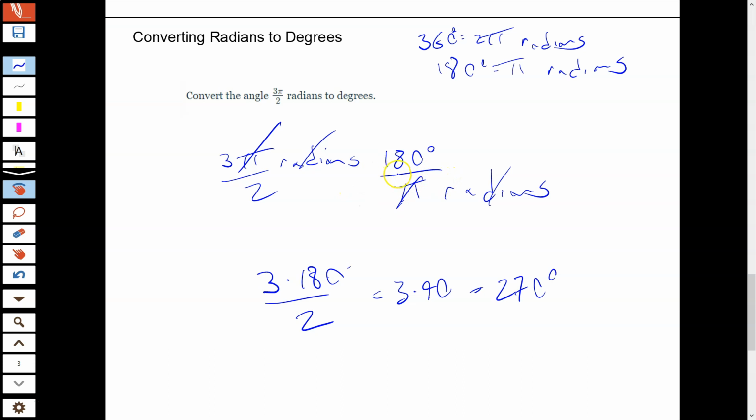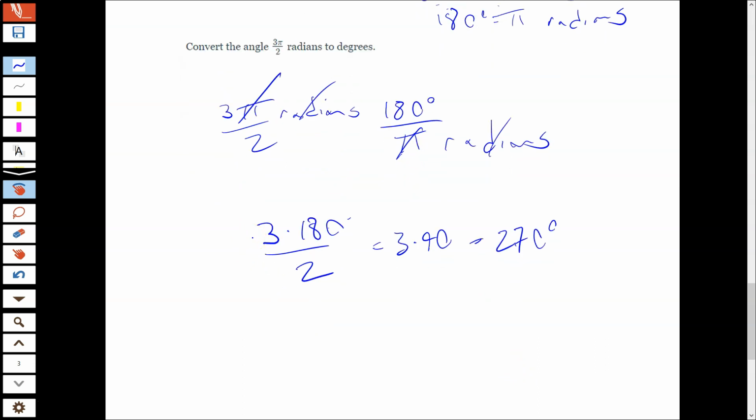You could also set up a proportion like I showed you in the previous video. Again, there you're lining up your equivalent pieces: whole circle across from whole circle, and then 3 pi over 2 across from x. And that's about it. So, unit conversions like the last one.